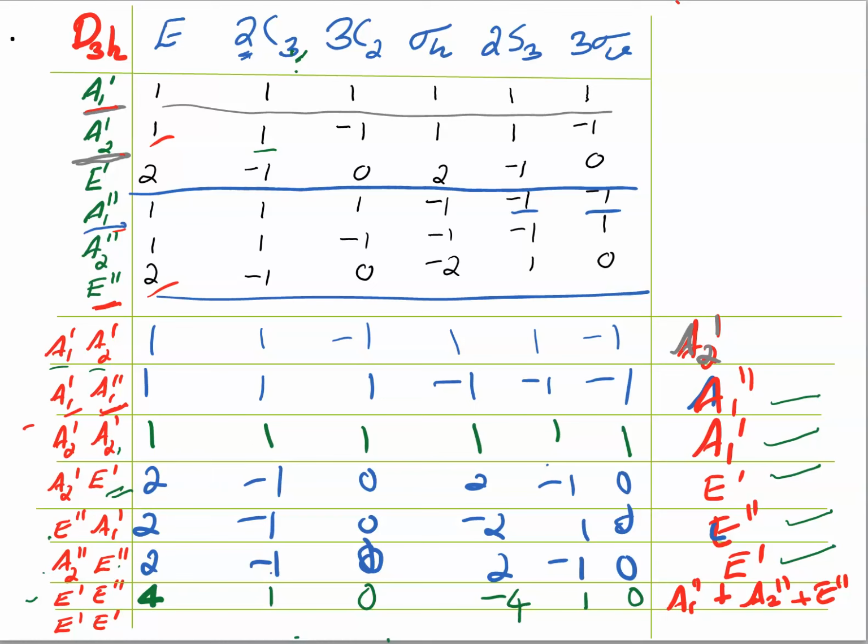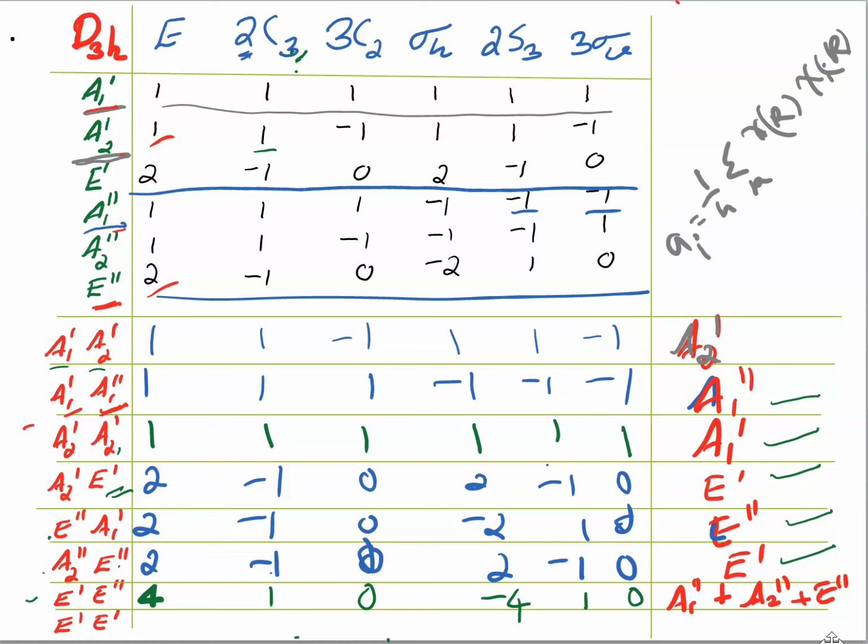That is, this was our formula: 1 by h into sigma r chi r chi r, the reduction formula. By using this formula, we can reduce this reducible representation into irreducible.